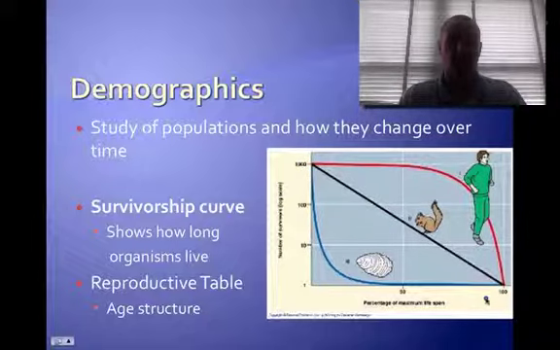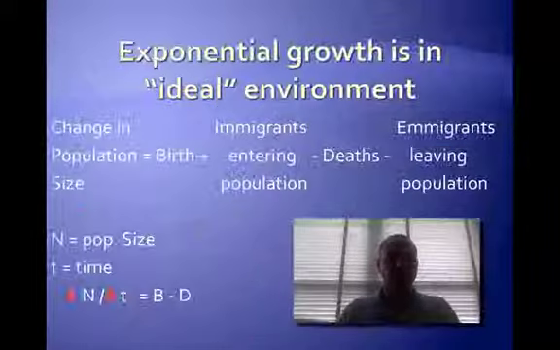age of the animal increases. Now, we often use these survivorship curves along with what's called reproductive tables to talk about the demographics of a population. So survivorship is how long they're living, and then reproduction is how many organisms they're actually producing.